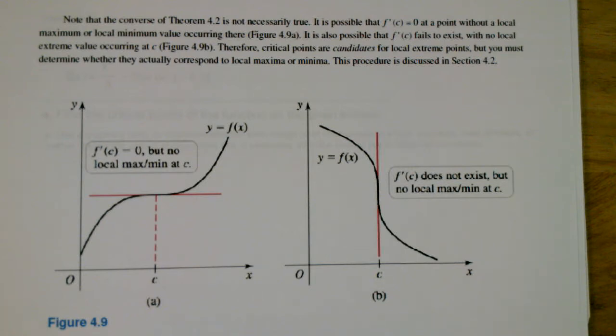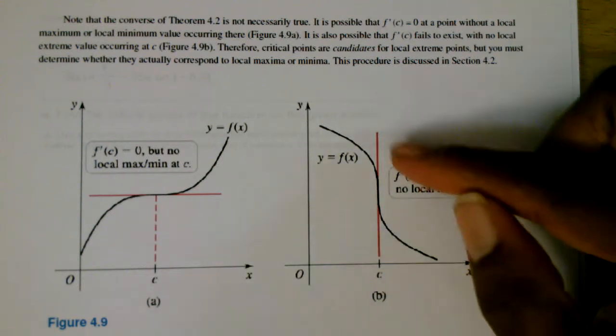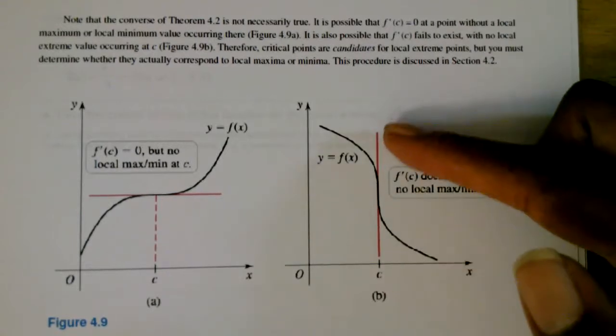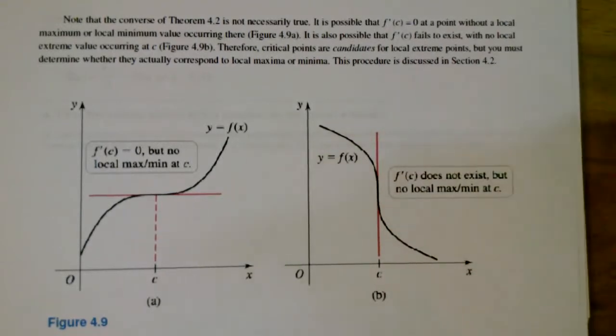And it's also possible that f prime of C fails to exist with no local extreme values occurring at C. So here you can see on the right that f prime of C does not exist, but of course there's no local max or min at C. So therefore, critical points are considered to be candidates for local extreme points, but you must determine whether they actually correspond to local maxima or minima.